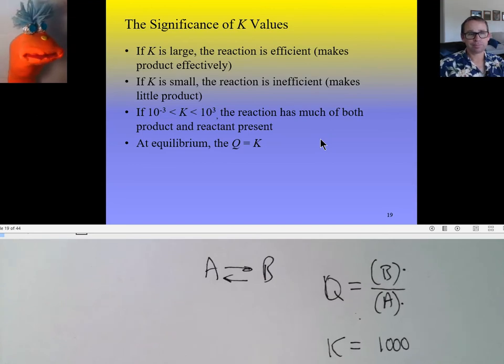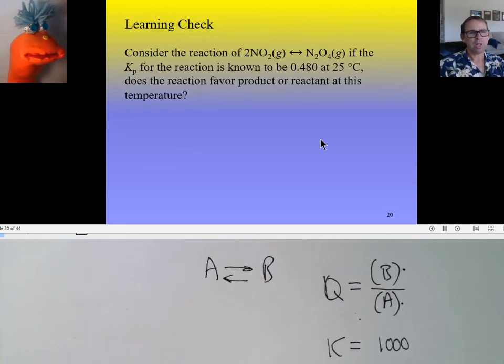Yeah, okay. Very good. Here's a reaction. If we know that the K value is 0.48 at 25 degrees Celsius, does the reaction favor products or reactants at this temperature? 0.48? Well, that's small, so it's going to favor, let's see, if it was large, then that would mean products would be a higher concentration. So small means it favors reactants. That's right, it favors reactants.